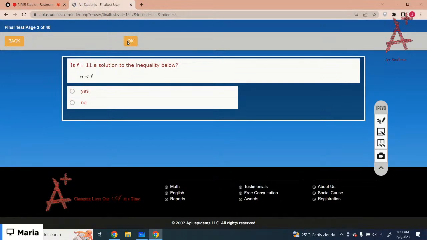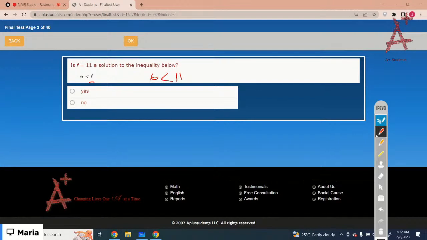Is f equals 11 a solution of the inequality below? So just replace the f with 11. It would be 6 is less than 11. So is it yes or no? 6 is less than 11? Yes, it is. So the correct option is yes.